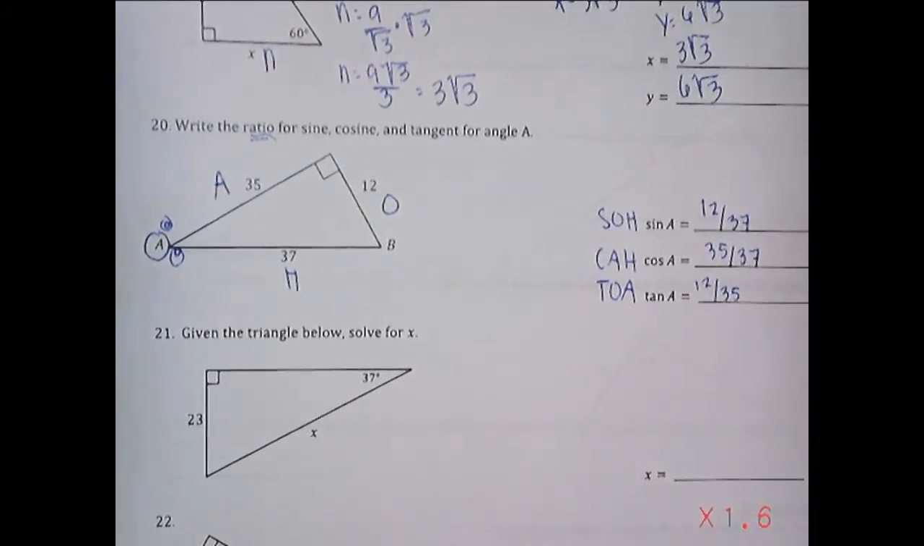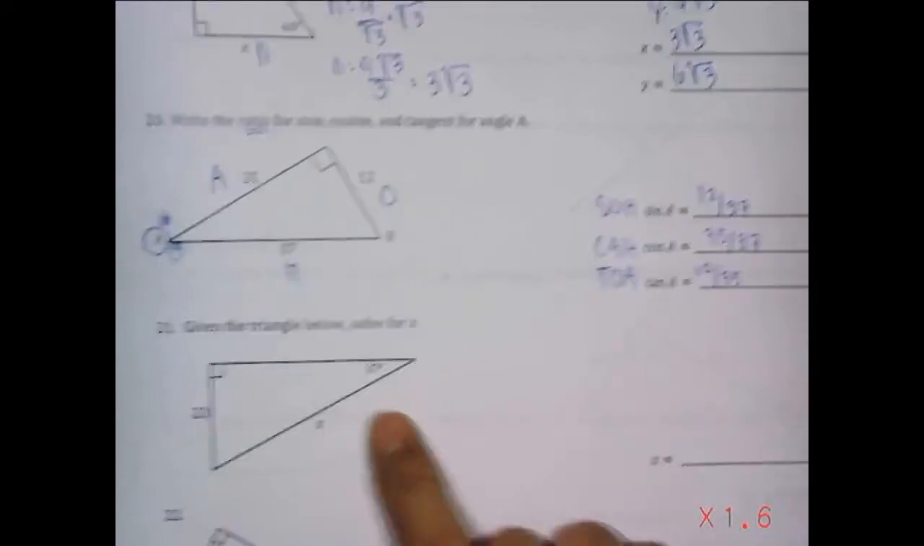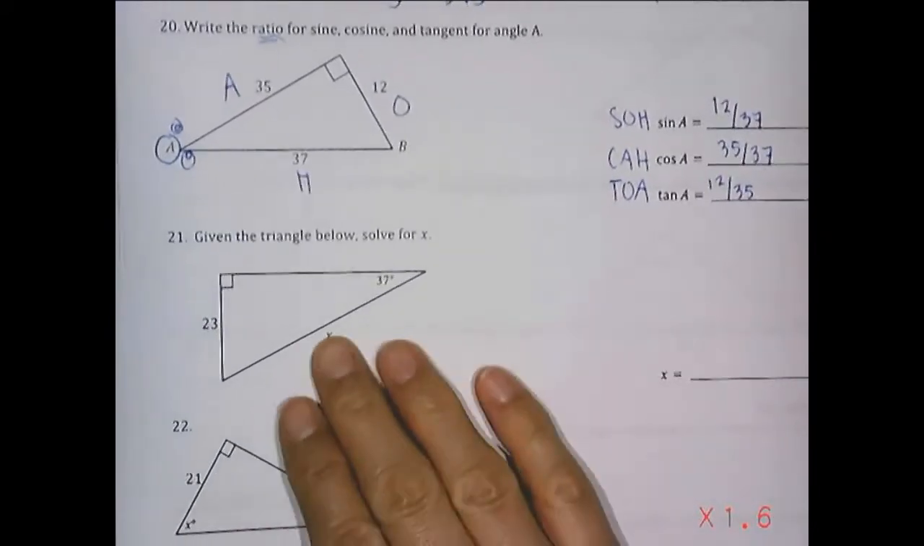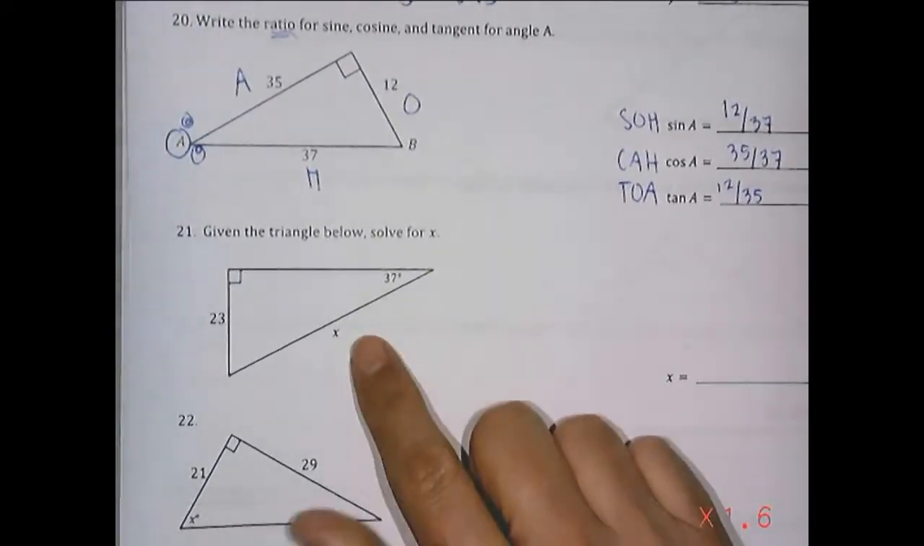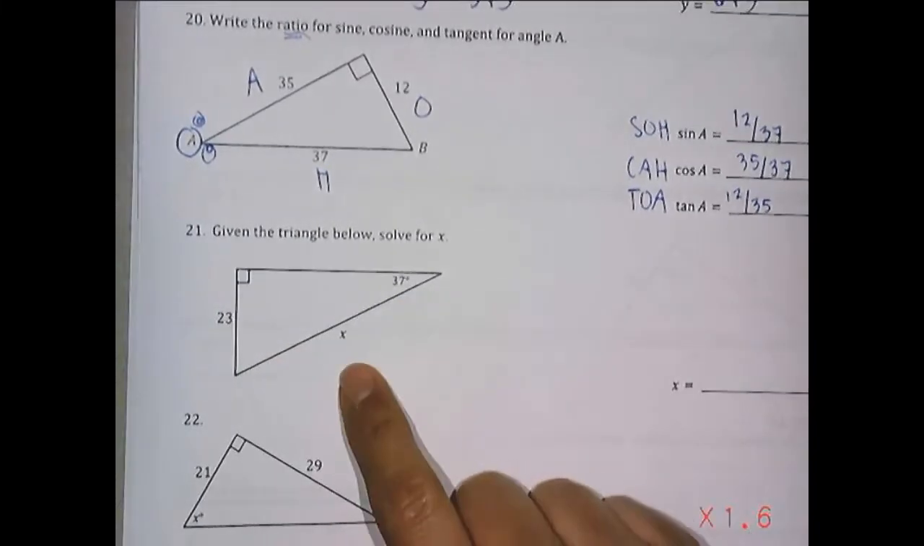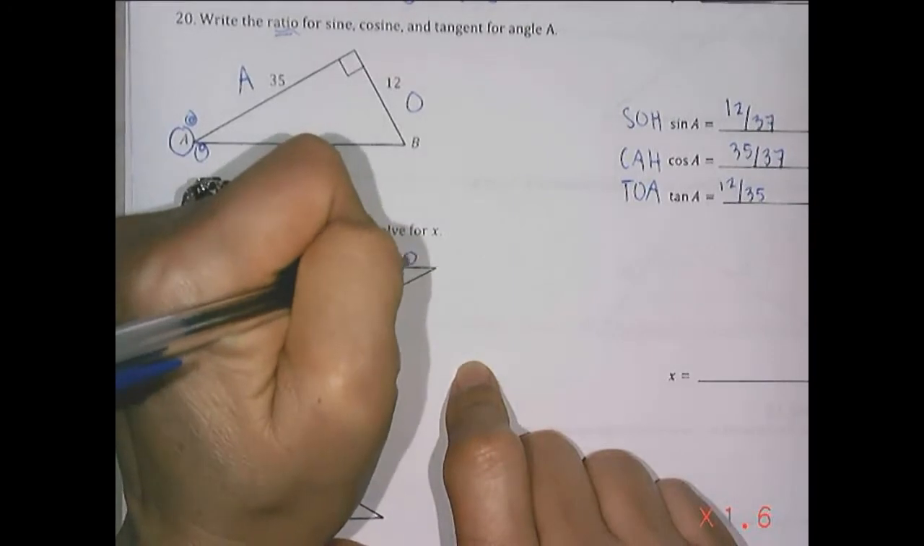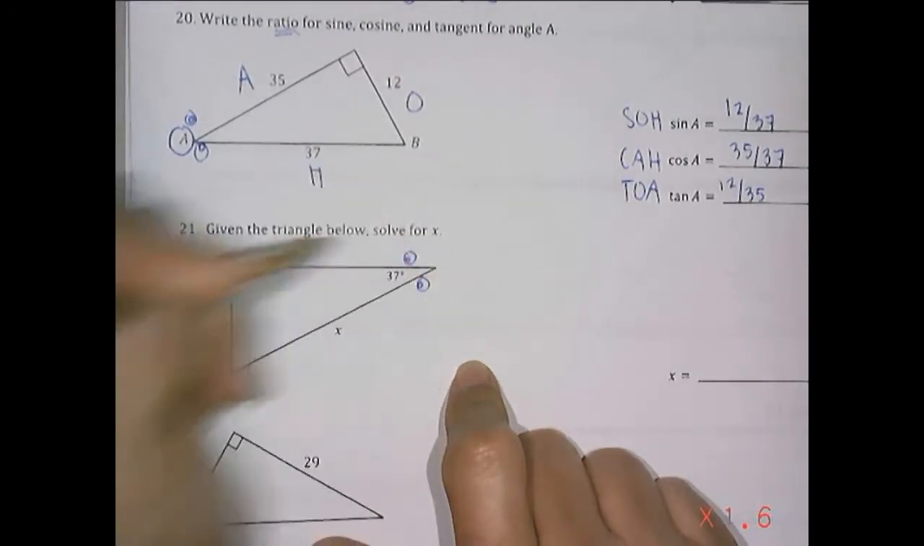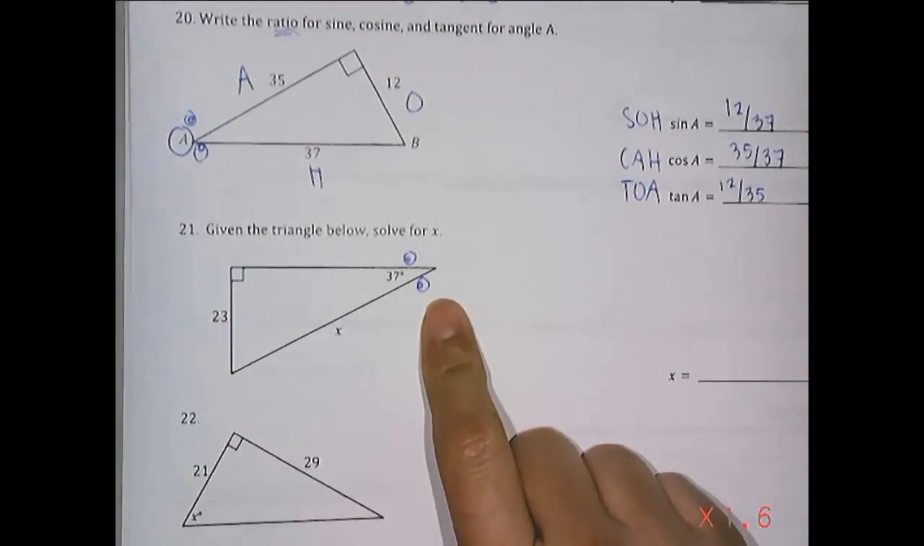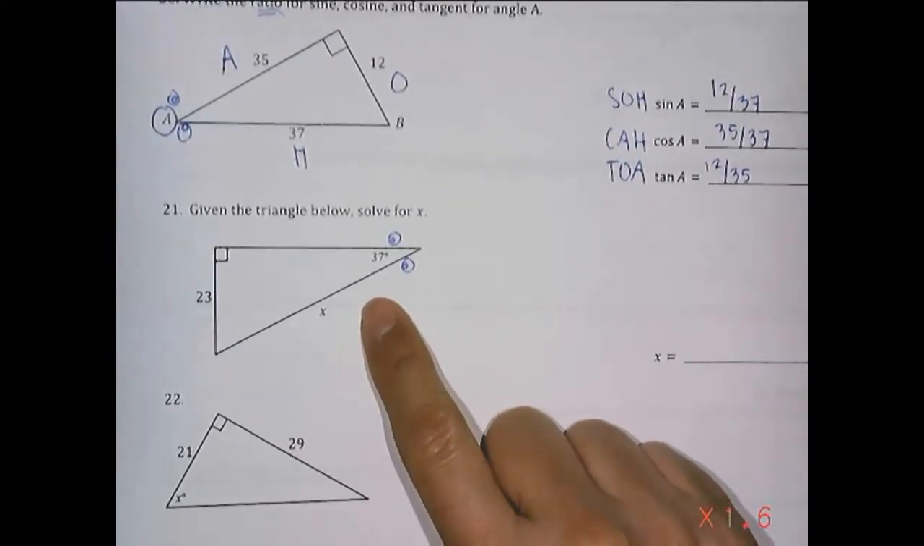Okay, now we want to solve for x. All right, it's a right triangle, so that's great. But we don't know two sides. We only know one, and we know an angle measure. So we can't use the Pythagorean Theorem. But because we know an angle measure and one side, we can use special right triangles, or trig ratios.